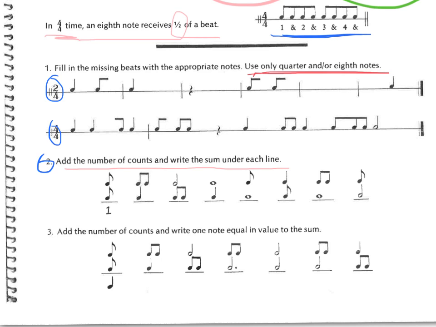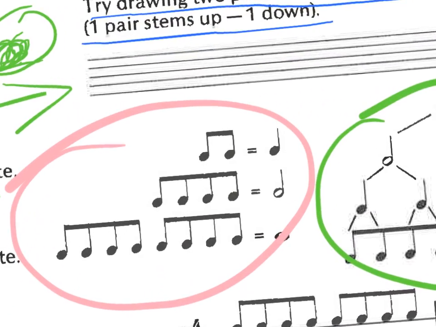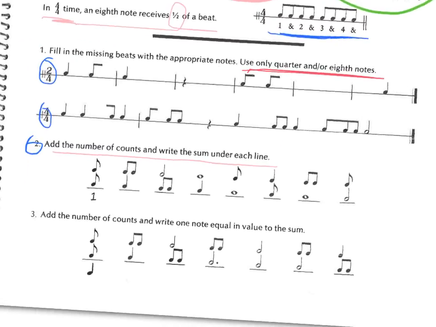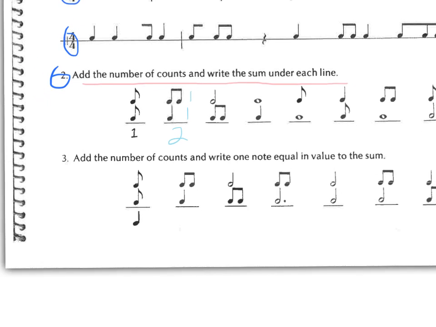So let's look at that second one. I'll help you with that. So two eighth notes, remember two eighth notes. Let's go look at the top. Two eighth notes equal one quarter note, which means one beat. So if we're doing this down here, it's going to be 1, and a quarter note's 1, so 1 plus 1 is 2. See how that works? Very, very good. So continue with the rest of those.